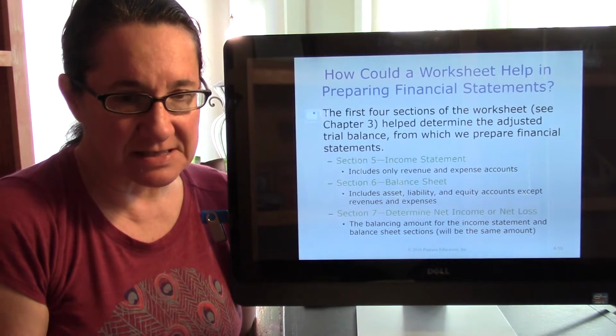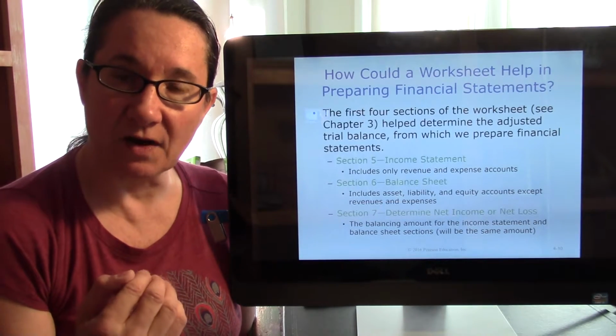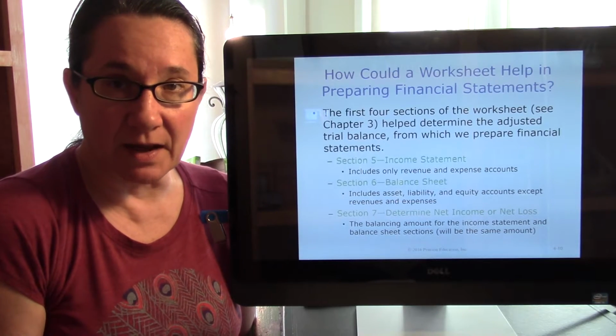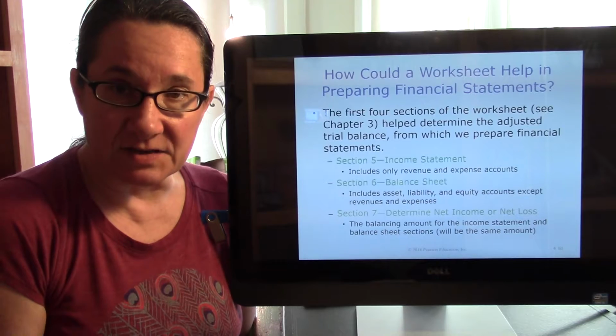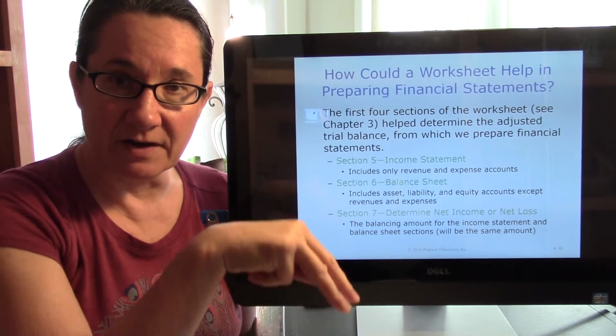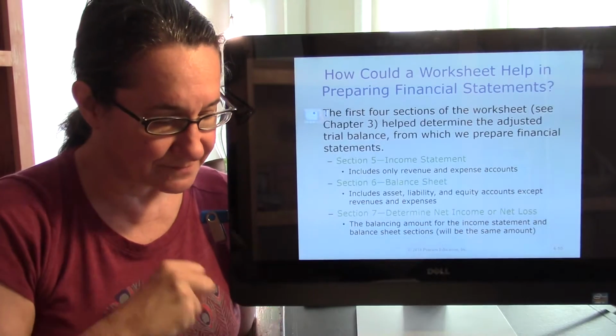Then after we've done our adjusting entries, we do an adjusted trial balance, right? And then we use that adjusted trial balance to prepare the financial statements in our specific order: income statement, statement of retained earnings, and finally the balance sheet.